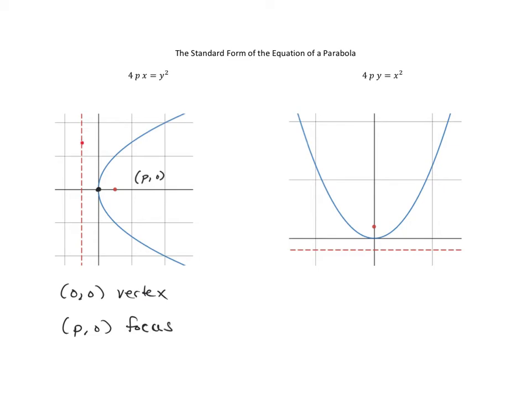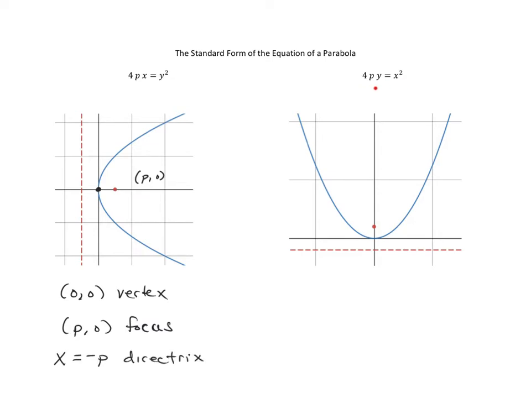How do you get the equation of the directrix? Well, the distance from here to here is equal to the distance from here to here. So this x value is at -p. In fact, that is the equation of this line. So for the directrix, the equation is x is equal to -p.